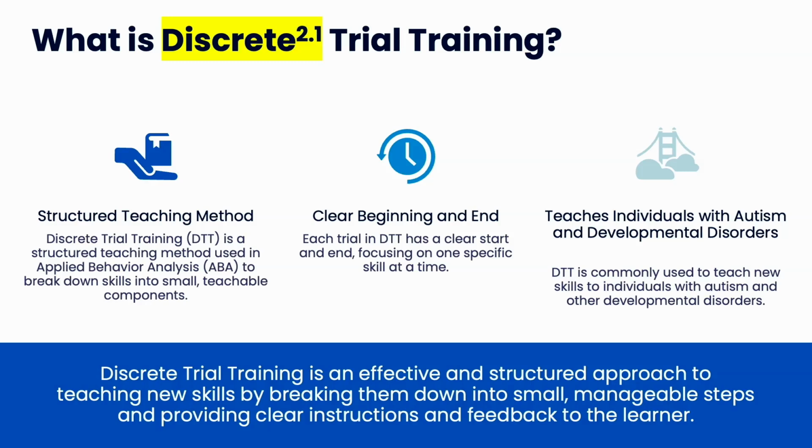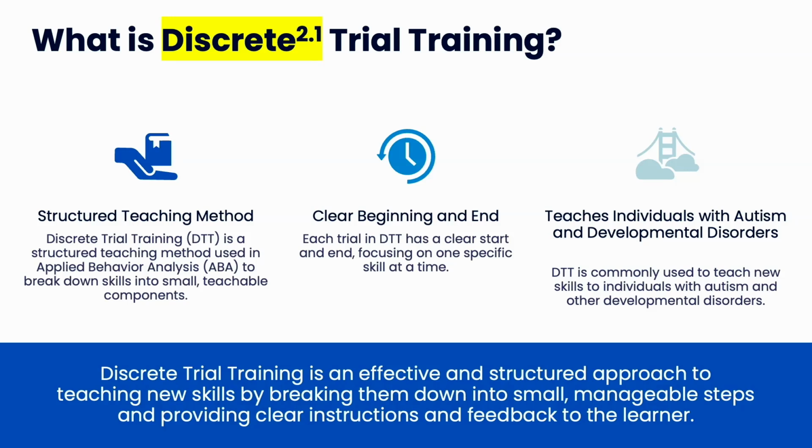So what is DTT? Discrete trial training. I've had some comments like, you said DTT so much, I don't know what that is. It's discrete trial training. It is a very structured teaching method used in ABA, and it breaks our skills down into really small teachable components. With DTT, we have a clear beginning and an end. Every trial in DTT has a start and a stop.